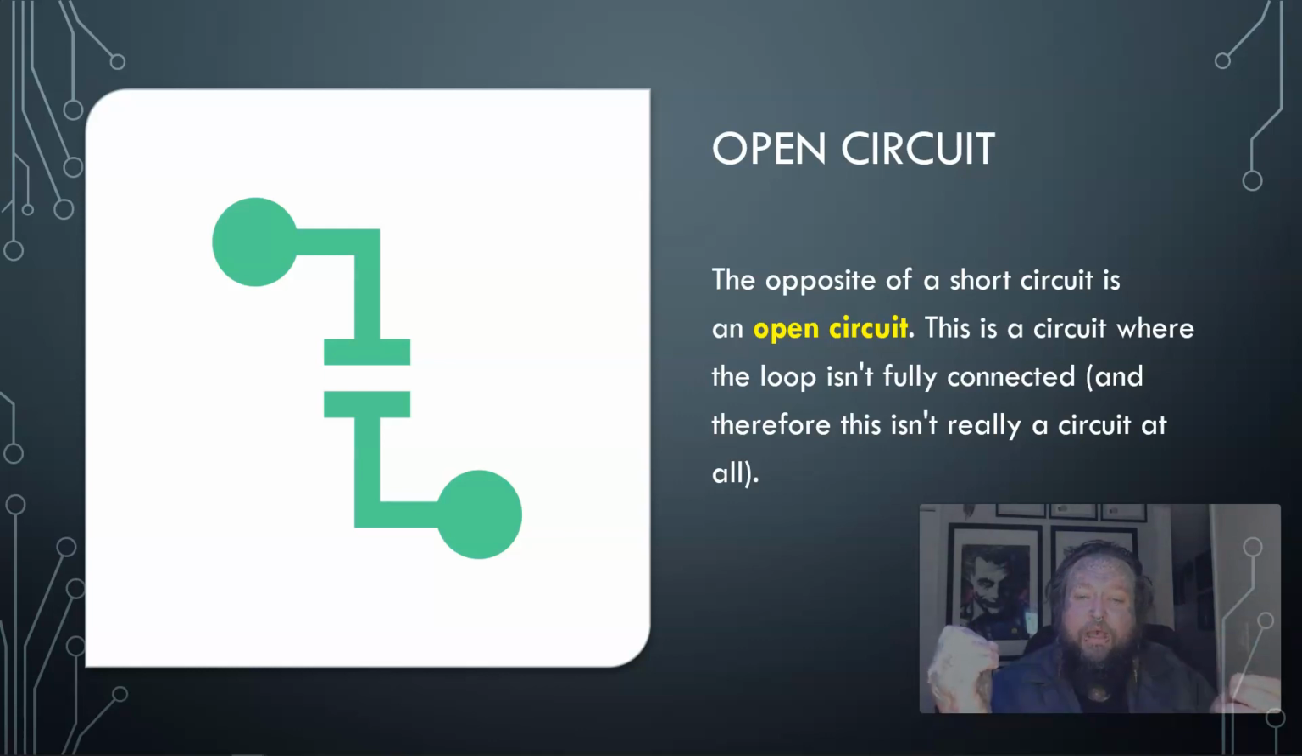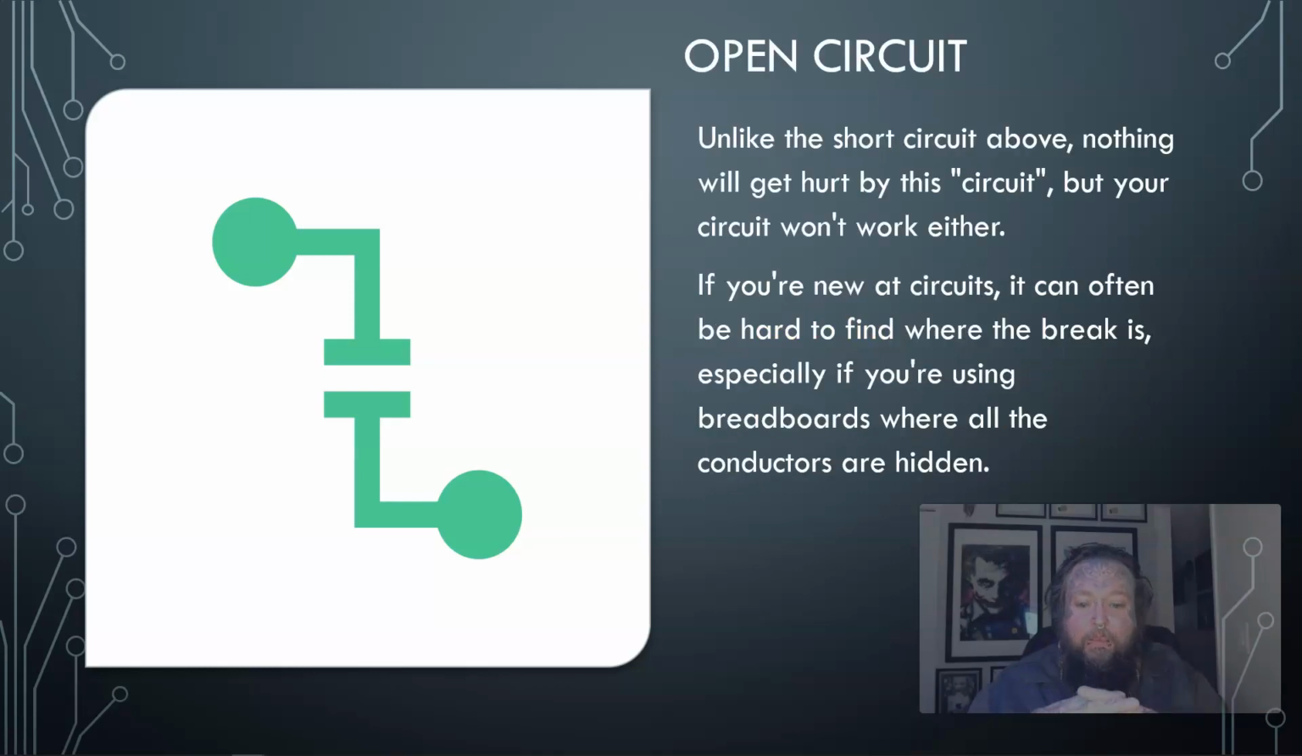And if anything interrupts that flow or creates a separation, so two pieces of conductive material not touching at all, then your circuit stops running. That could be useful if you have a switch and you want to shut things off, or maybe it's something that's wrong, like a broken wire, or we haven't connected something properly. So we have to check: are we getting the right flow going back? Unlike the short circuit above, nothing will get hurt by the circuit, but your circuit just won't work.